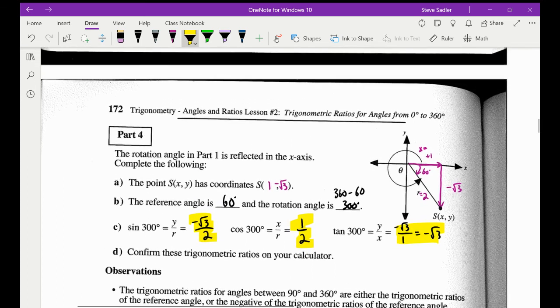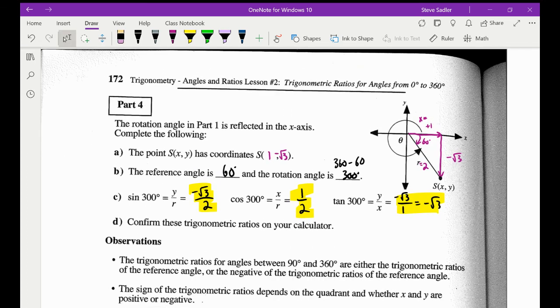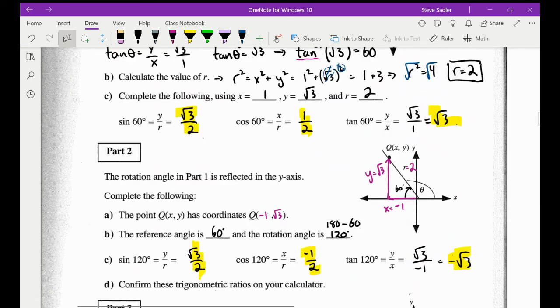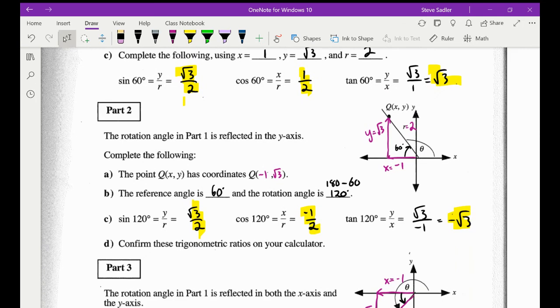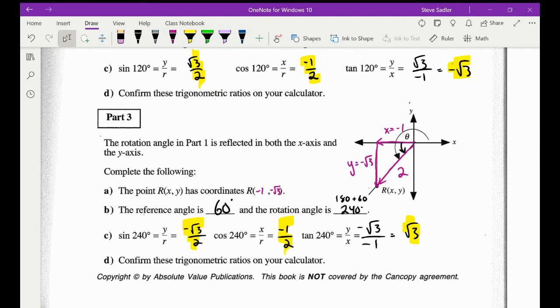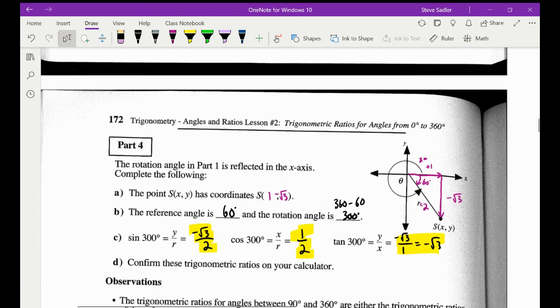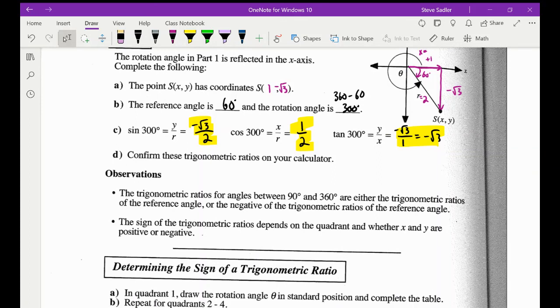So you can actually see outside of quadrant 1. In quadrant 1, everything was positive. All 3 ratios were positive. In quadrant 2, only sine was positive. In quadrant 3, only tan was positive. And in quadrant 4, only cos was positive. So they actually all have their own quadrant where they're positive, and we'll talk more about that. There's a good way to remember that.